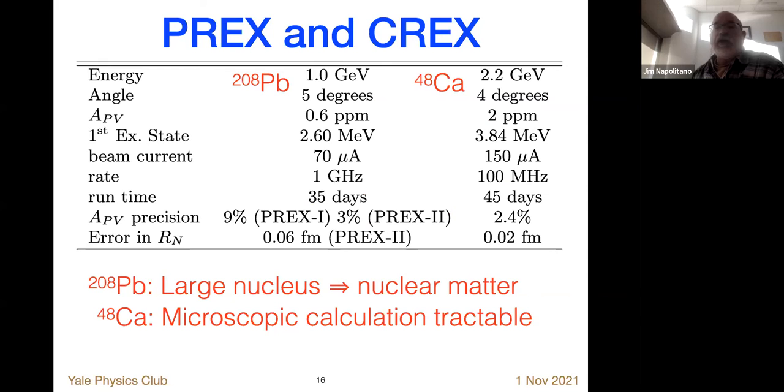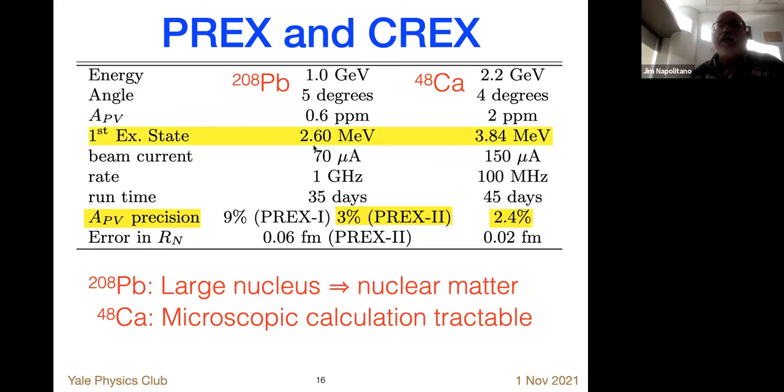Here are just a few numbers to put in. I'll highlight some things in a minute. But lead's a large nucleus, and we use that to really study nuclear matter. Calcium-48 is a much smaller nucleus, but microscopic calculations are tractable. And this is what we're trying to do with the neutron skin of calcium-48. I want to point out to you that the precision we're looking for is about 3% in PREX-2. That old experiment got about 9%. And the difficulty of the experiment goes like the square of the precision. So PREX-2 is 10 times harder than PREX-1 in that sense. Calcium-48 we call CREX, that's 2.4%. So we're trying to make just a few percent measurements of these really small numbers, and that'll hopefully get us some precision in the skin thickness.